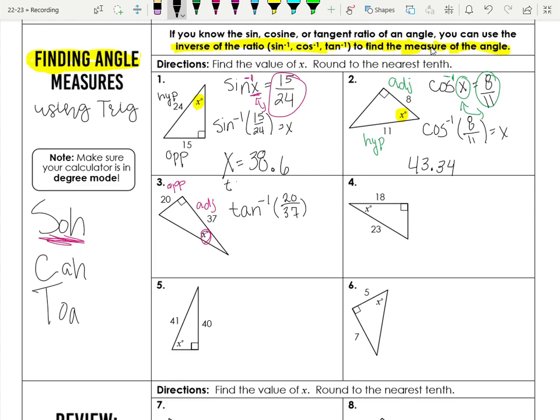If you would have set this up the original way, we would have said tangent of our angle x equals 20 over 37, and then jumped to our inverse tangent. So the first thing we need to do is 20 divided by 37. We clear our calculator. 20 divided by 37. Again, we're going to have to hit that second key. And this time we want tangent, and we get 28.4.